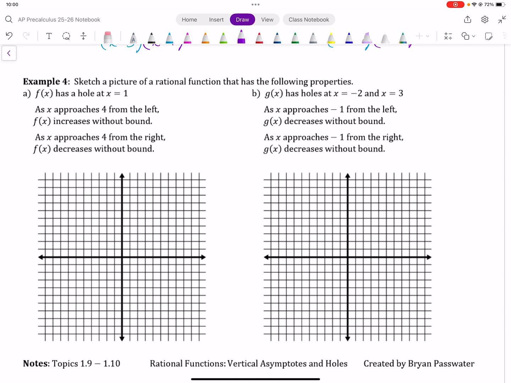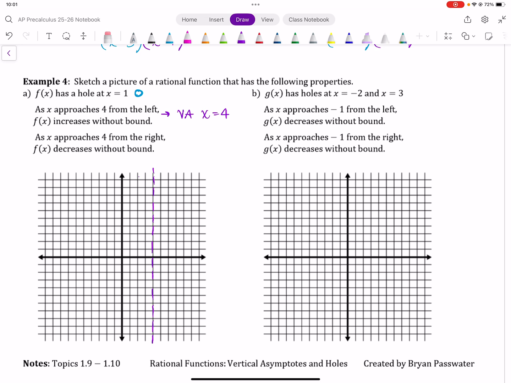So our last example, we are given a verbal description of the graph, of some of its properties, and we're being asked to sketch a picture of it. So for part A, we're told that we have a hole at x equals 1. So at x equals 1, we want to put a hole in our function. And then our next piece says as x approaches 4 from the left, f of x increases without bound. So this means we have a vertical asymptote at x equals 4. So we can go ahead, sketch that in, draw in our asymptote at 4.